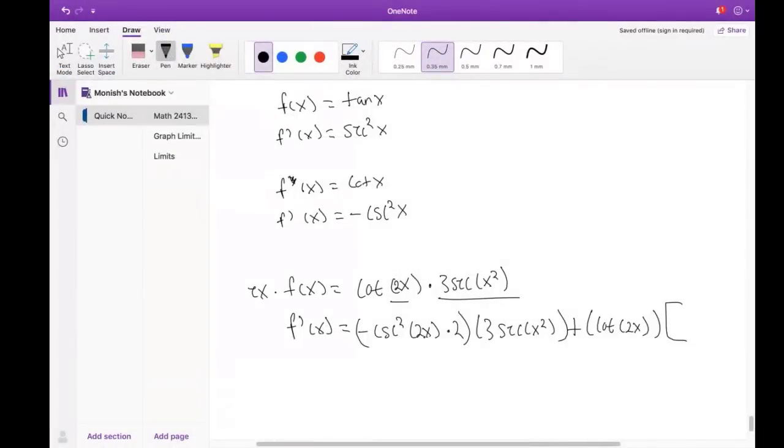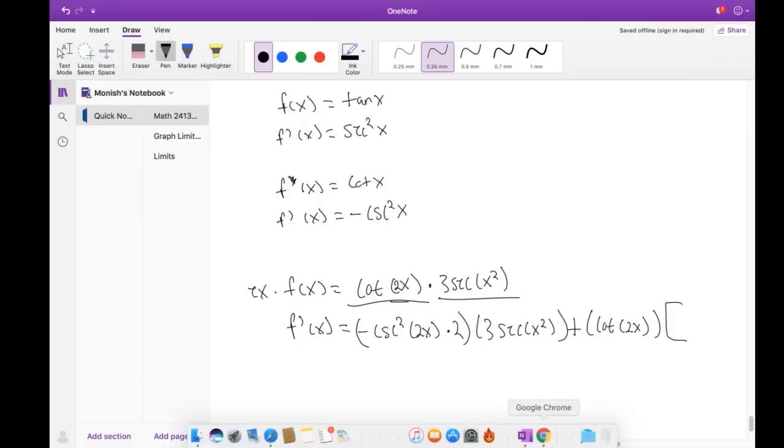Why did you multiply by 2? Okay, yeah, so that is chain rule. With chain rule, you're going to take the derivative of the outer function first, which is the cotangent of 2x, and we know that the derivative of cotangent is negative cosecant squared, so then we still have our 2x, and then you have to take the derivative of the inner function. The inner function is 2x, and the derivative of 2x is 2, so that's why I multiplied by 2.